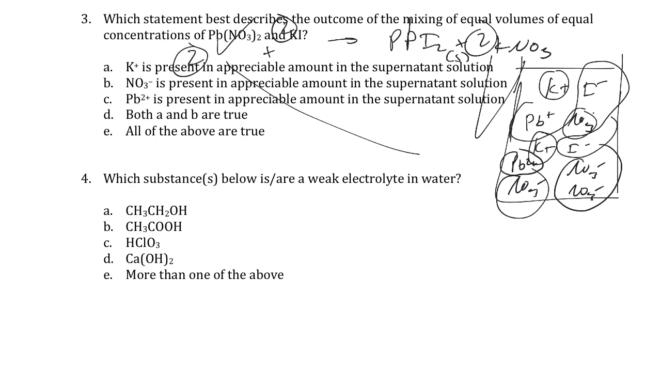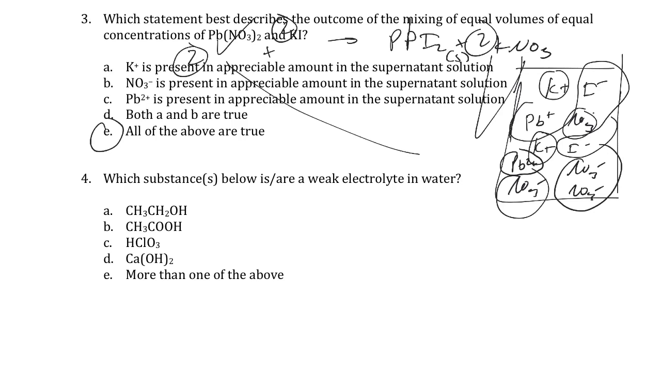So K+ is present in an appreciable amount in the supernatant fluid, nitrate's present, lead is present, both A and B are true. All the above are true. So we have an appreciable amount of potassium ion, nitrate ion, and lead ion in the solution. Tricky question, but try to picture that reaction taking place and think about what's present in excess.